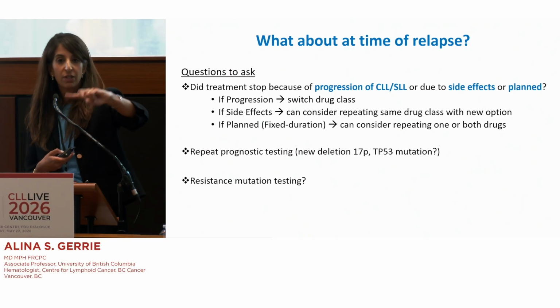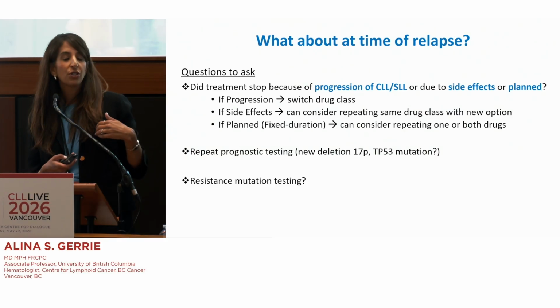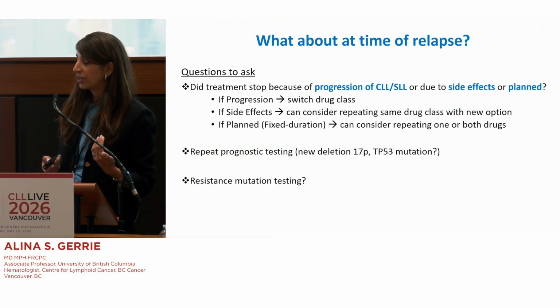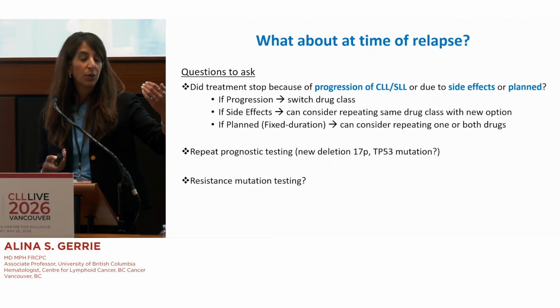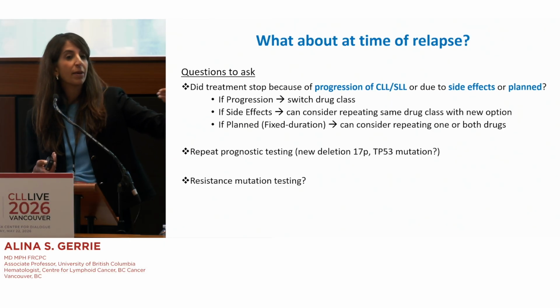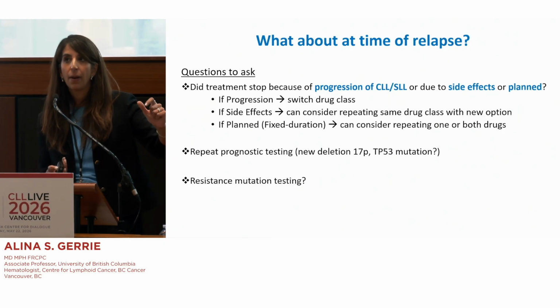And vice versa. If you started with a BCL2 inhibitor, we can switch to a BTK inhibitor. If you stopped due to side effects, so say you were on acalabrutinib and then you had side effects and you needed to stop, well, when you progress again, we could consider zanubrutinib. We consider the same class, but a different drug that maybe will have a different side effect profile.